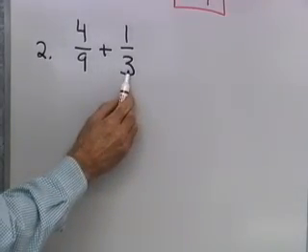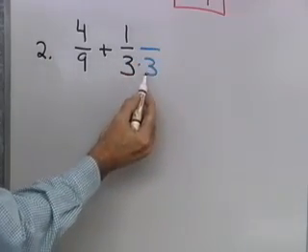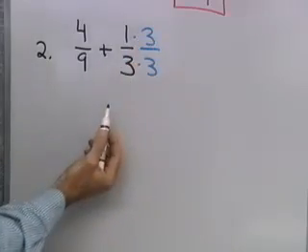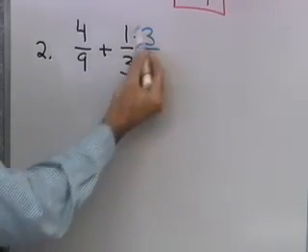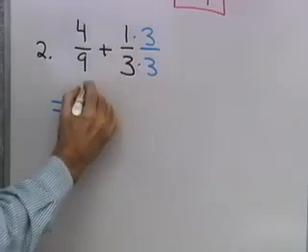So what I'm going to do is multiply this denominator by 3 so that it will become 9. If I do that to the denominator in this fraction, I need to do the same thing to the numerator. So I multiply numerator and denominator by 3. Notice that I've simply multiplied by the number 1, so I know I haven't changed the value of this fraction.